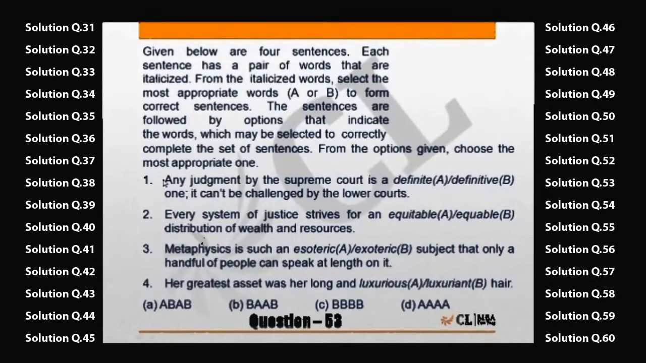Question of vocabulary. Each of the 4 statements have 2 words and we need to see which one fits in well. Okay. Statement 1. Any judgment by the Supreme Court is a definite one or definitive one. It can't be challenged, it has to be definitive one. Definitive is something which is final, which is decisive and within authority and hence cannot be challenged. So it has to be definitive.